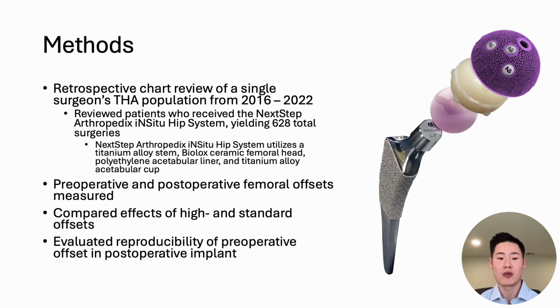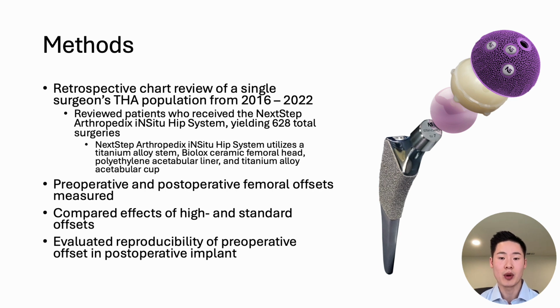So in this study, we performed a retrospective chart review of a single surgeon's total hip arthroplasty population from 2016 to 2022. We looked specifically at patients who received the NextStep in situ hip system, yielding a total of 628 cases. So you can see here this implant on the right. This is the NextStep Orthopedics in situ hip system. The head-neck taper junction, which I referenced from the last slide, is this part right here, which connects the femoral head component to the actual femur component that goes down the patient's femur.